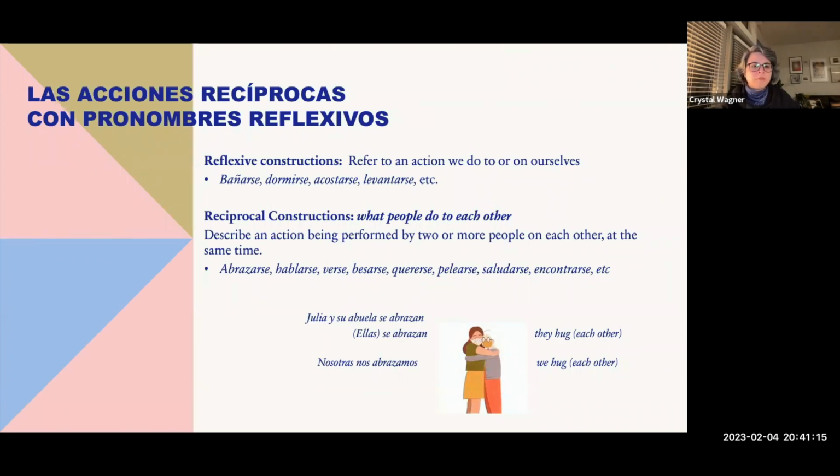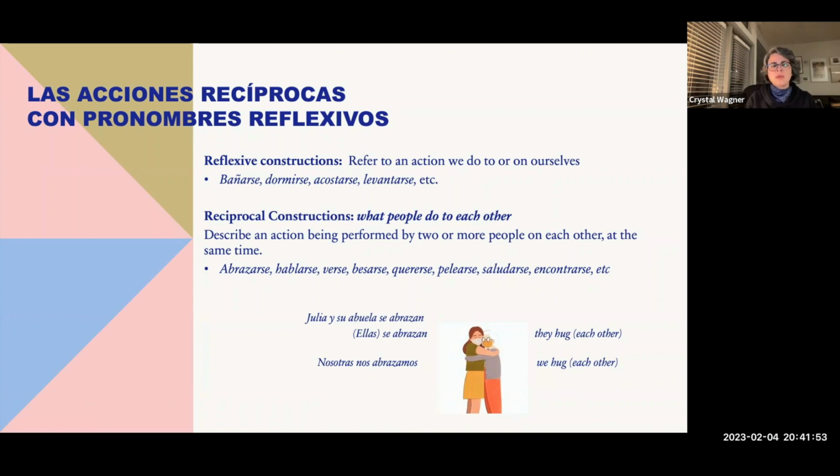Reflexive verbs are verbs that reflect the action on the subject. You can think of them as walking to a mirror and seeing your reflection on it, right? So the reflection, reflexive, that word association will help you remember this. You can identify these because of the endings of the infinitives, right? They always end in se: bañarse, dormirse, acostarse. Reciprocal verbs also have the same endings, okay? So you can identify them as such.